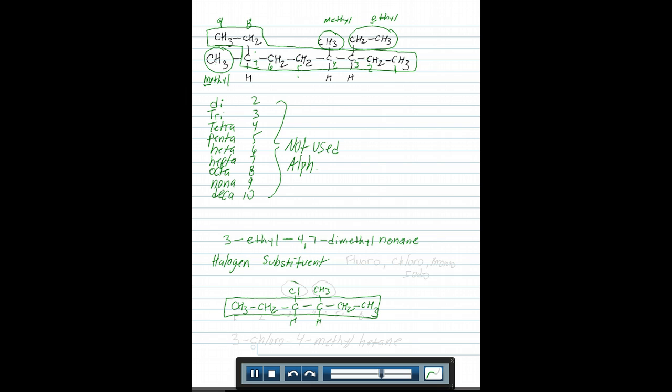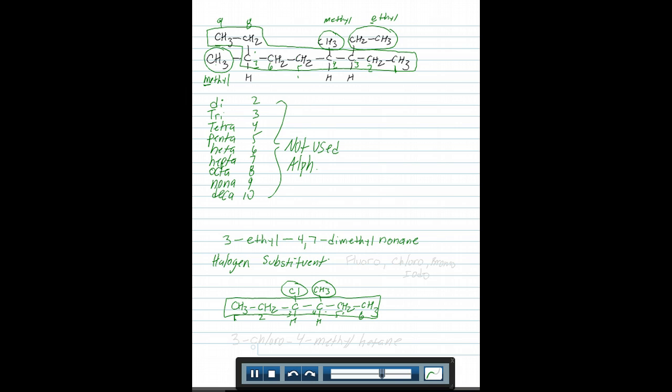Your substituents, you have a chlorine and you have a methyl group. Start on the side closest to the nearest substituent. Notice in this case it's 1, 2, 3 on that side, or 1, 2, 3 on this side. I have a tie, so what do I do? Alphabetical. Which group is alphabetically first? The chlorine. So I'm going to start counting on the left side. 1, 2, 3, 4, 5, 6.